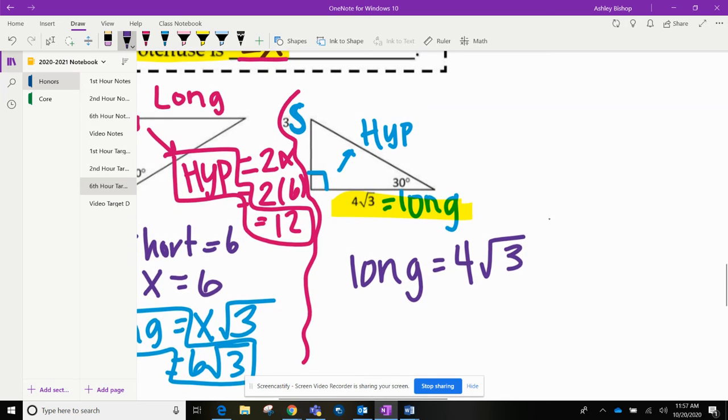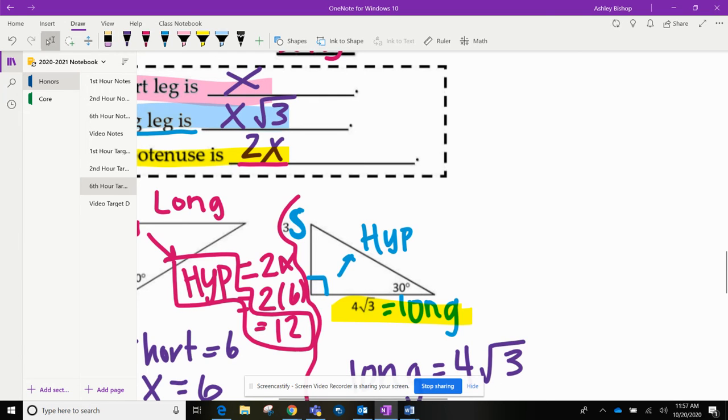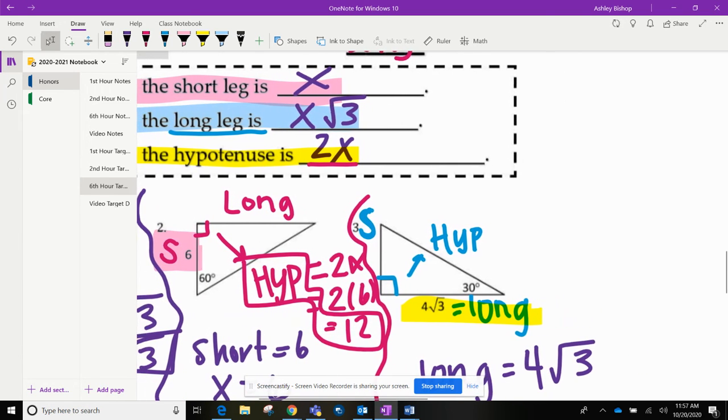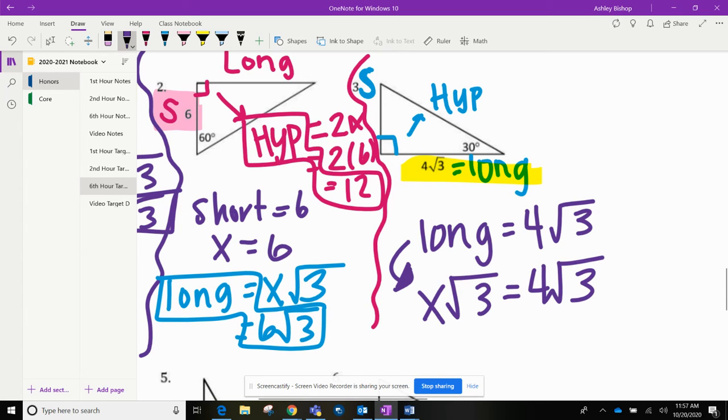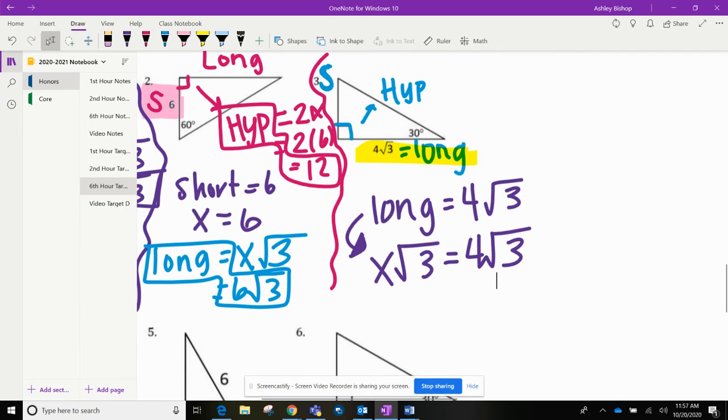Okay. Then replace the word long with the rule for the long side. The long side is equal to X times the square root of 3. The rule says that your long side is equal to X times the square root of 3. So you're replacing the word long with the rule for long and setting that equal to what you have. And just like yesterday, I told you that once you have identical square roots on both sides of the equal sign, so the square root of 3 and the square root of 3, they can cancel each other out, and you just write what you're left with. You're left with X equals 4.